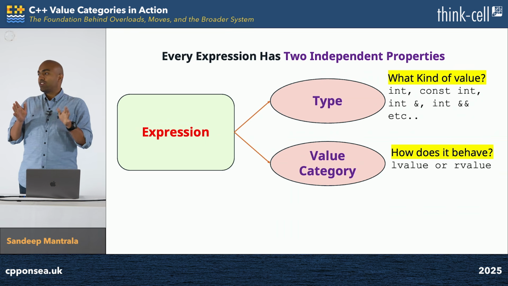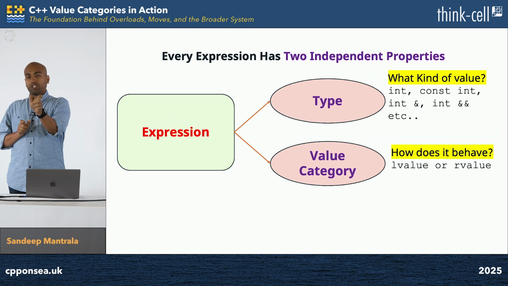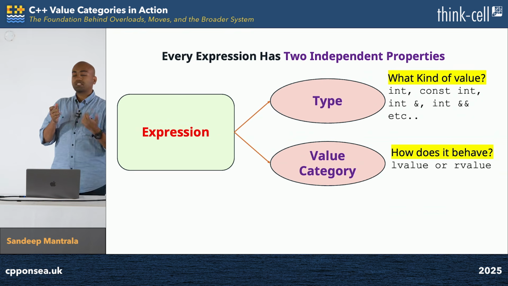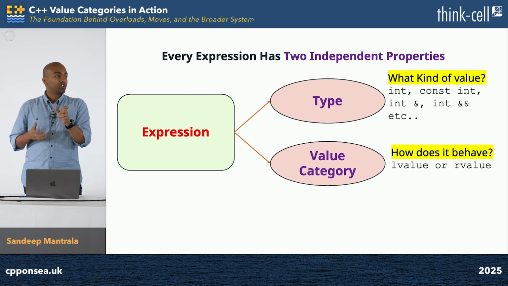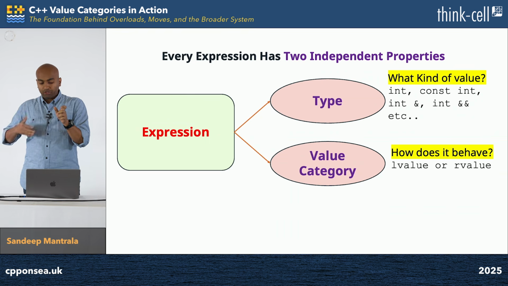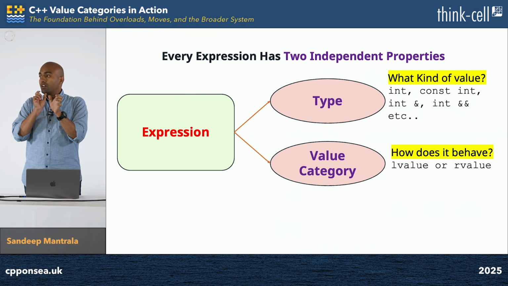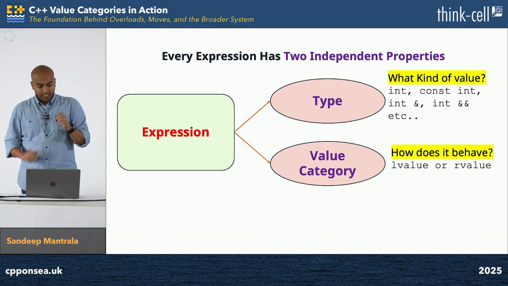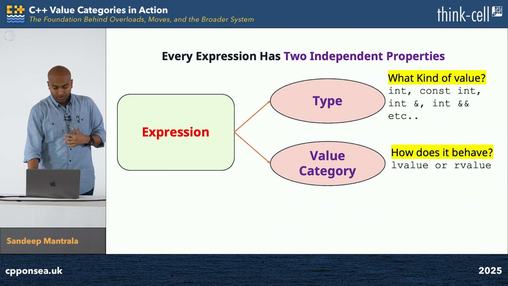So 5 plus 3, when you look at that expression, has two independent properties, a type and a value category. What is the type for 5 plus 3? It returns an int. So the type is int. But what is the value category over there? It is a temporary, so it is classified as an rvalue. We will come to that, but a compiler keeps track of both these things. That's what we need to really understand.